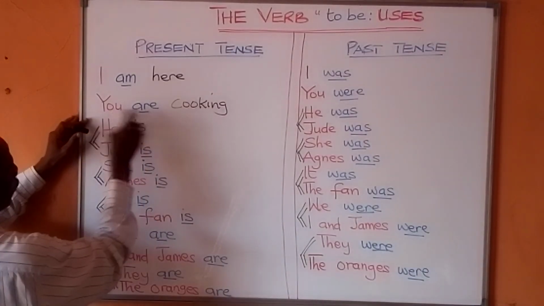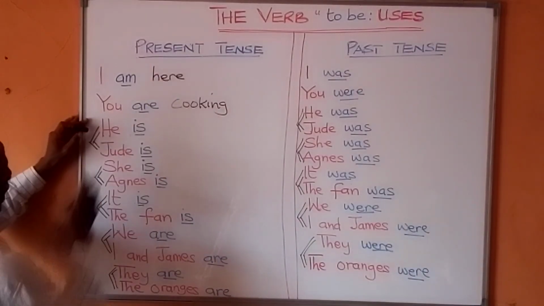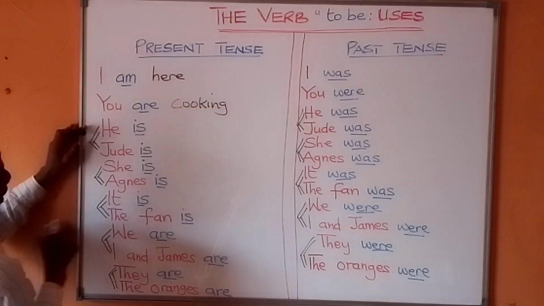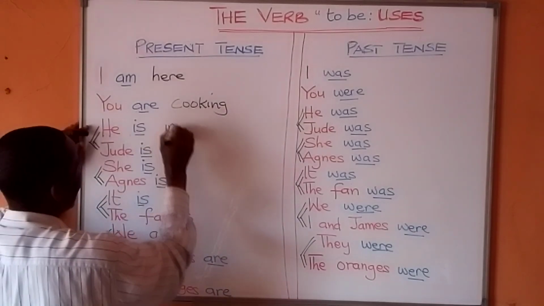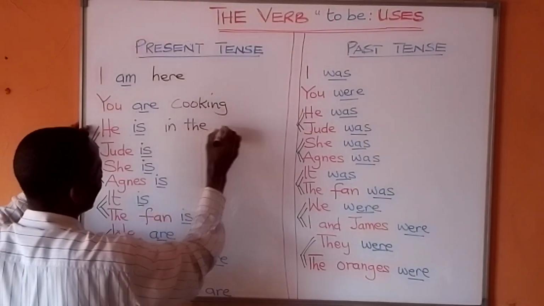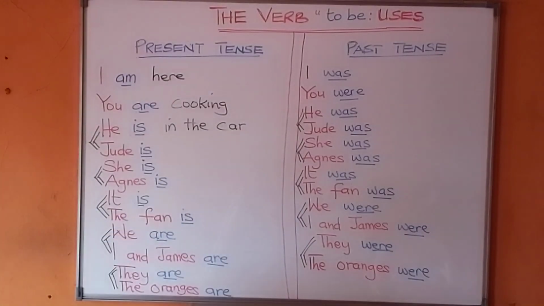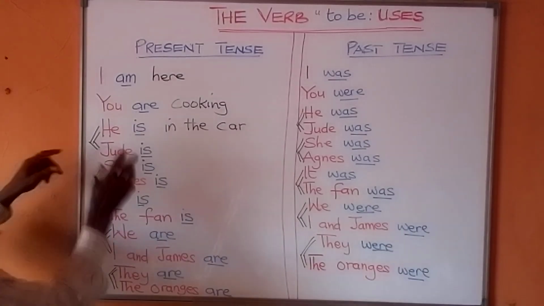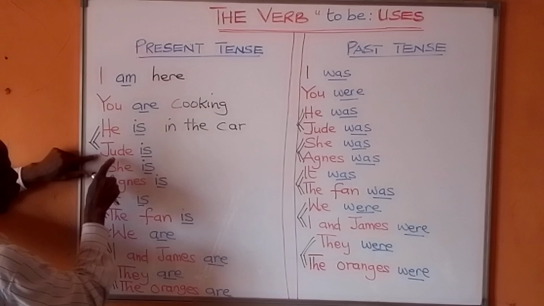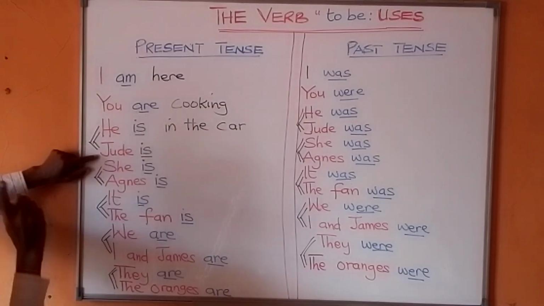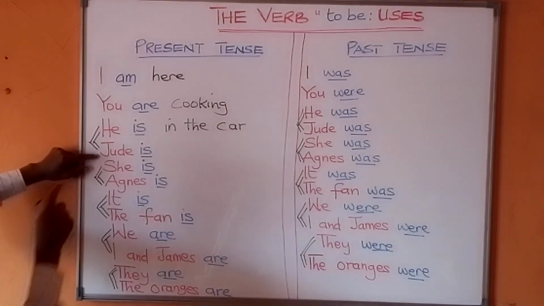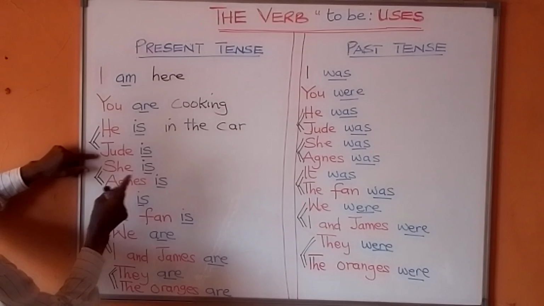So we take a present. He is. Let's say he is in the car, he is at home, he is in class, he is going, he is coming down. Now look at that. He can be a boy, can be a man. So let's take Jude, for example.